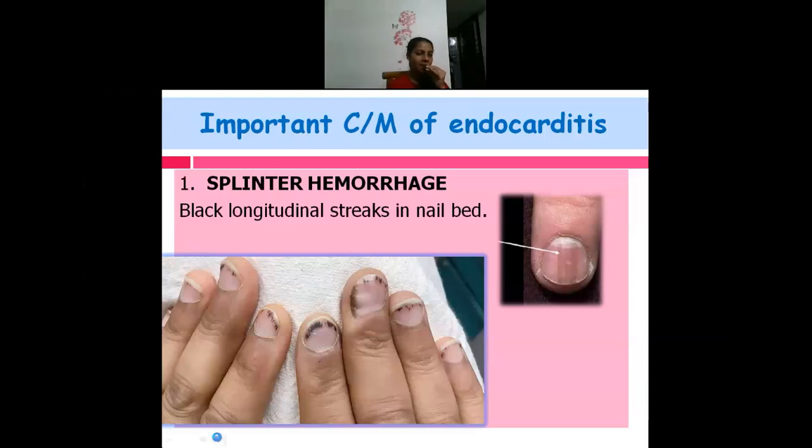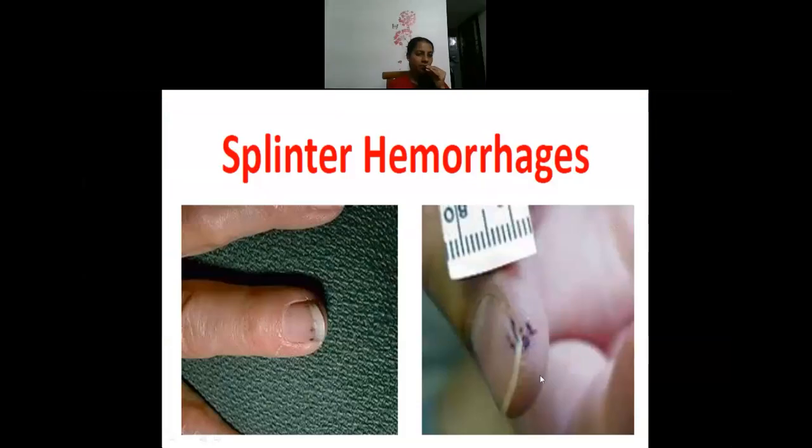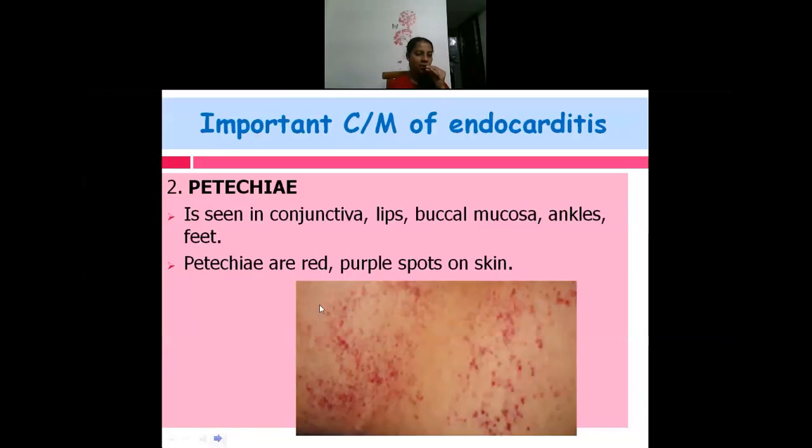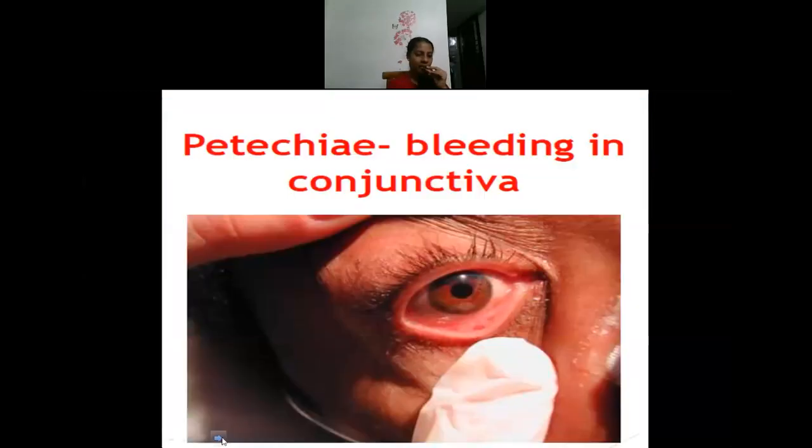So here also you can see a black longitudinal streak on the nail bed. Next one is petechiae. Petechiae are small red or purple spots on the skin. Now this petechiae is commonly seen in the conjunctiva, buccal mucosa, lips, even feet and ankle. Here you can also see the petechiae in the conjunctiva, isn't it? Small red or purple kind of spots.